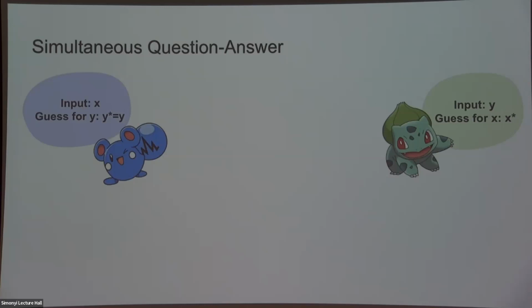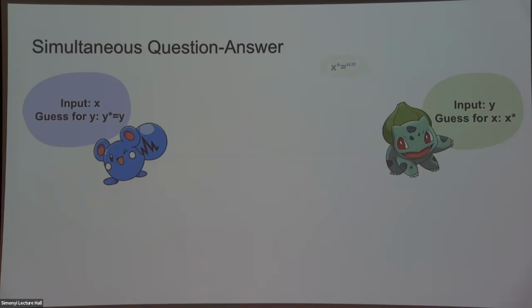I won't tell you all the details that go into the final construction, but this will hopefully give you an idea of how the step works. So Alice and Bob again have the guesses y star and x star, and we're going to assume that Alice has already made a lot of progress, so her guess is equal to Bob's input y.